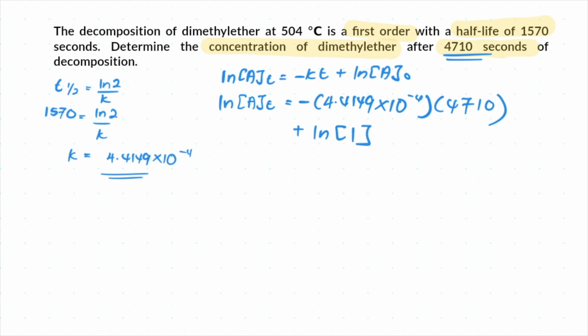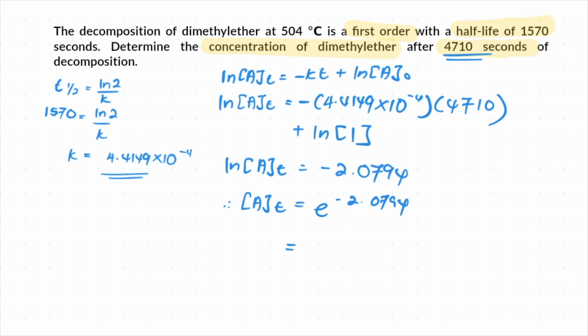Therefore, you will get your ln At is equivalent to negative 2.0794. Therefore, your concentration of At should be equal to e to the power of negative 2.0794. So, the final concentration shall be 0.1250 molar. So, this is the final answer for the 7th question.